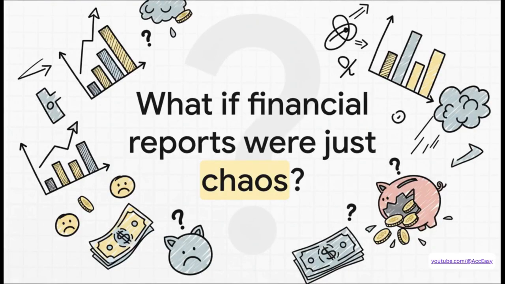I mean, just think about it for a second. What if every single company just made up its own rules for reporting profits? How could you possibly trust an investment? How would a bank ever decide who to give a loan to? It would be pure, unadulterated chaos.